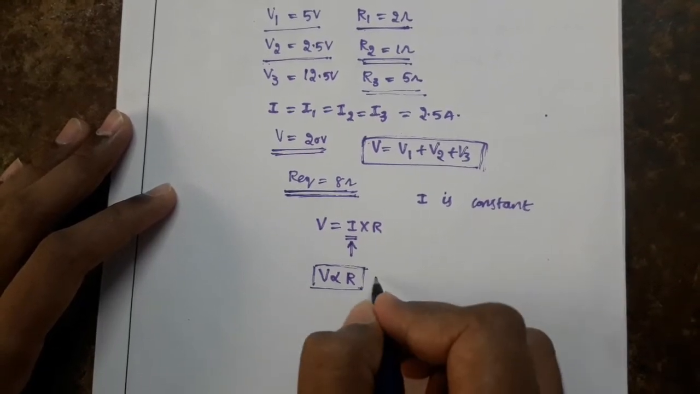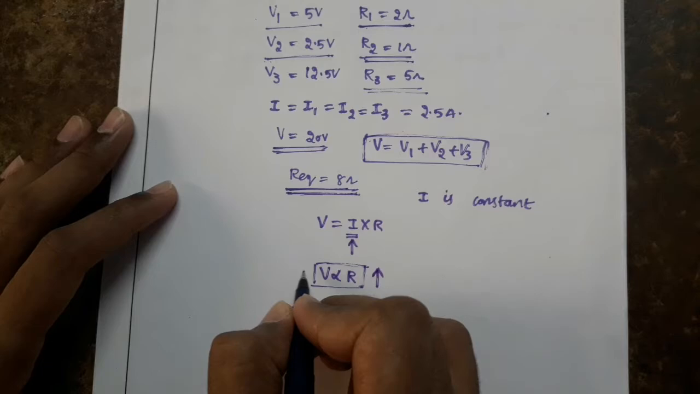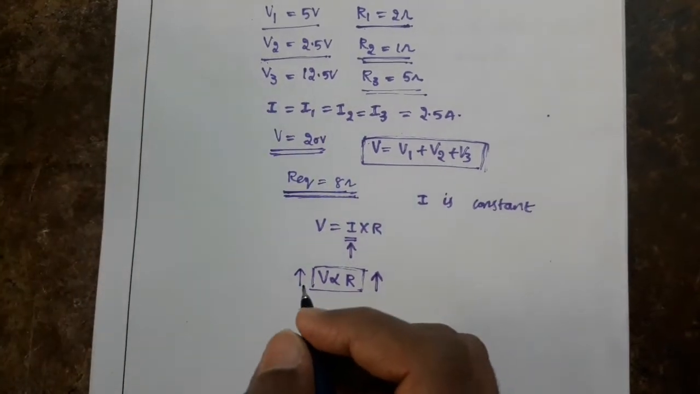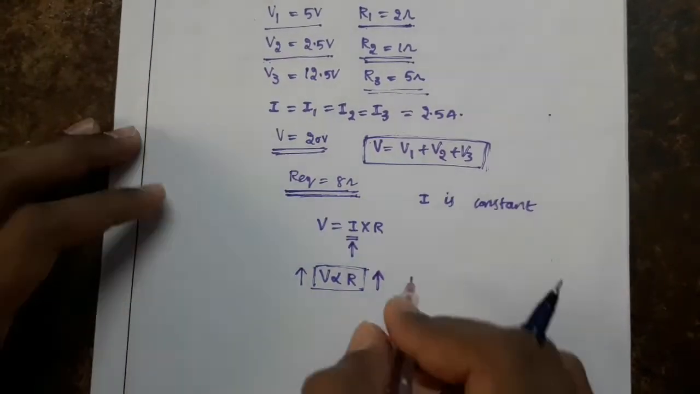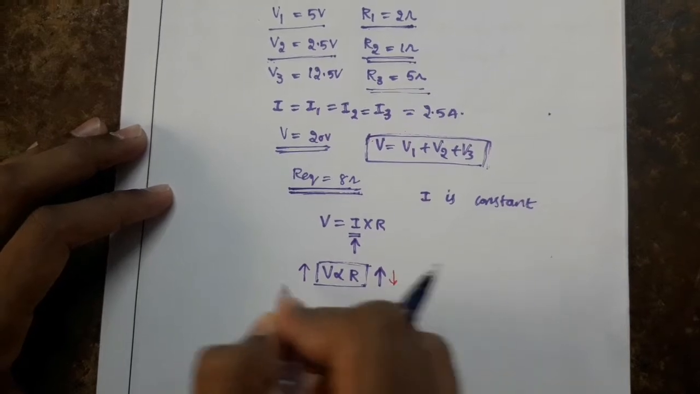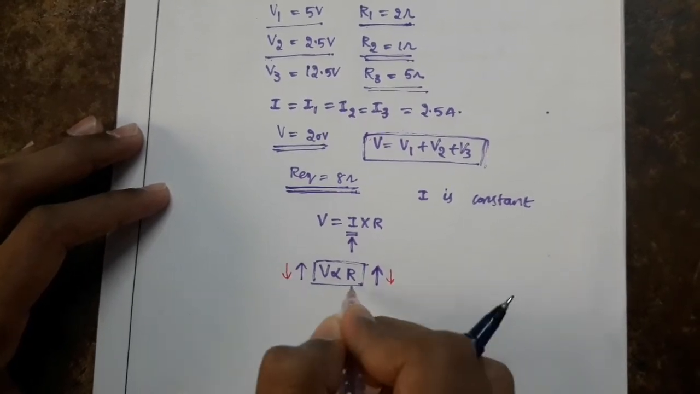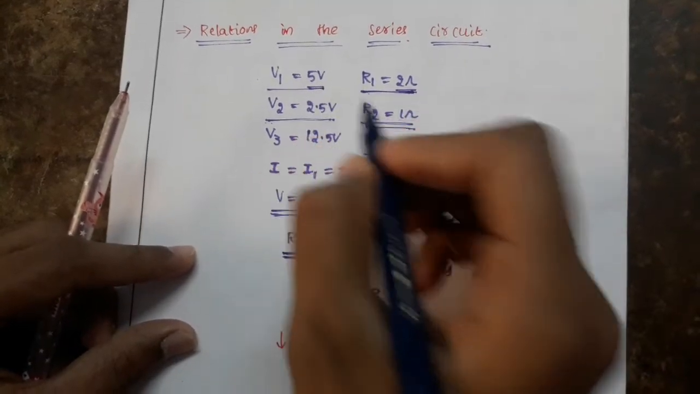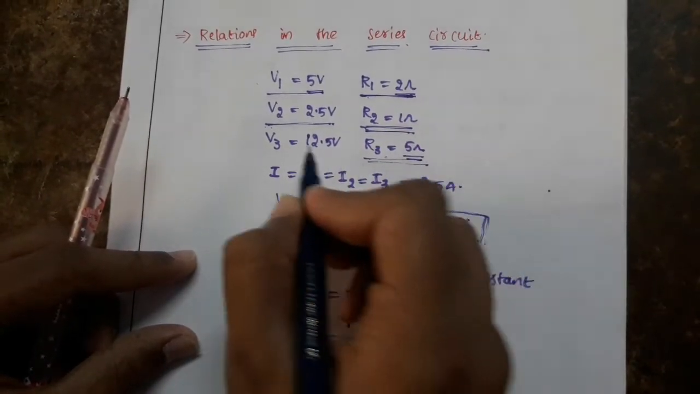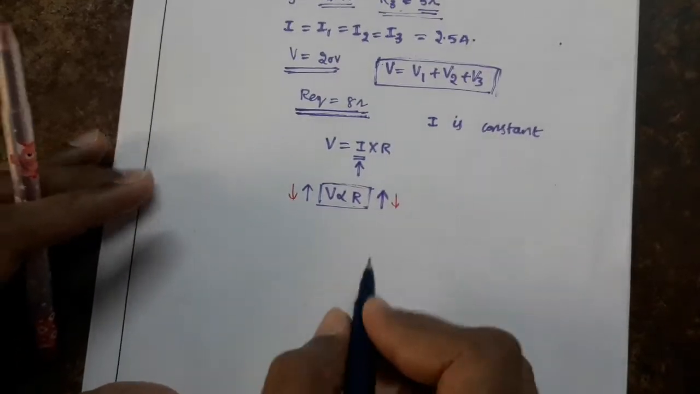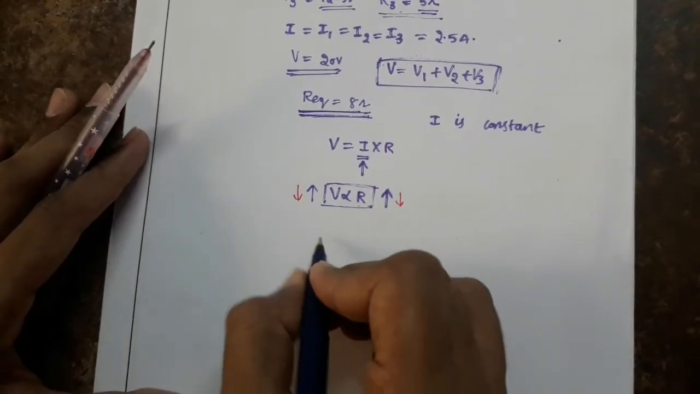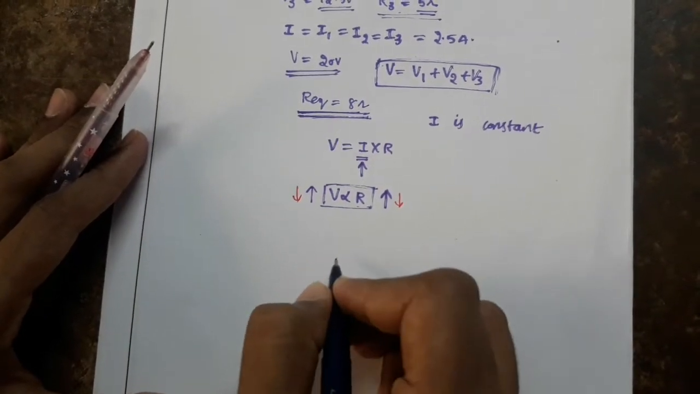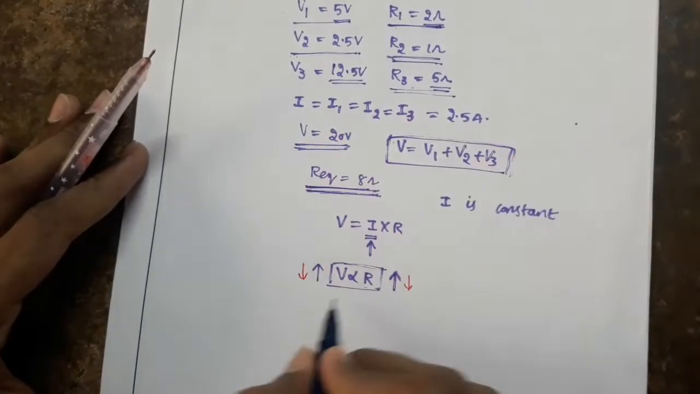That is, the more the resistance for the constant current, the more the voltage. If lesser the resistance, less will be the voltage drop across the resistance. For the 2 ohm resistor, we have 5 volt voltage drop. For the 5 ohm resistor, we have 12.5 volt voltage drop. You can see that we can find the V3 by this relation.